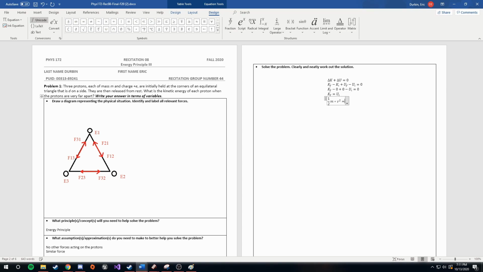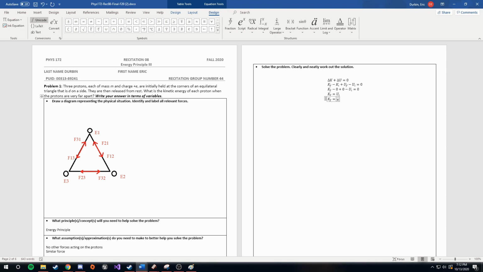So then we just do 1/2 m v final squared. But how fast are we moving? Are we comparable to the speed of light? Oh, that's right. Okay, I see what you're saying. Well, we actually don't need to know. We're solving for kinetic final, so we don't need to know.